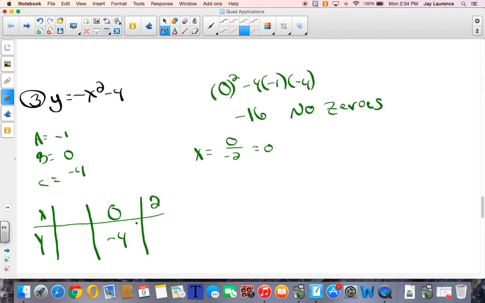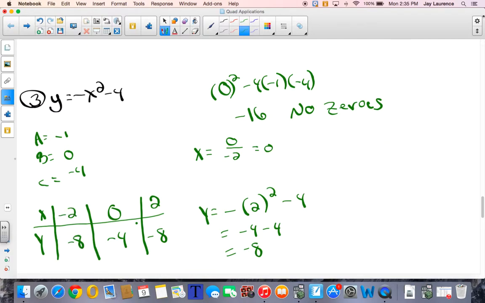And so I'm going to get y equals the negative of 2 squared minus 4. When I do that, 2 squared is 4, and make it negative, minus 4, it'll be negative 8. So negative 8. Using symmetry, I'll go 2 in the other direction, and I'll get a negative 8 again.